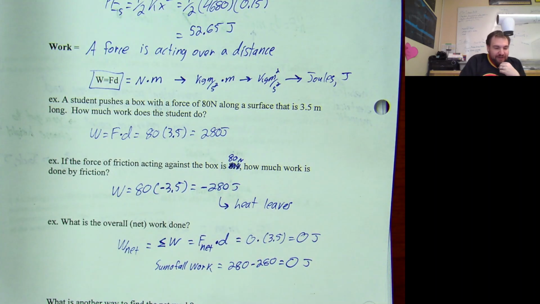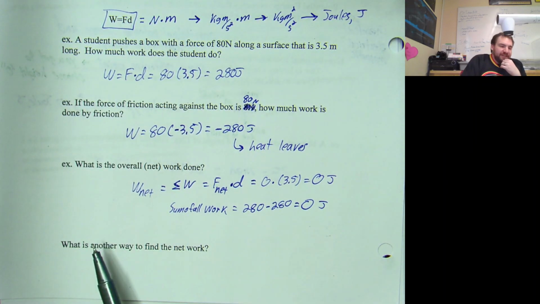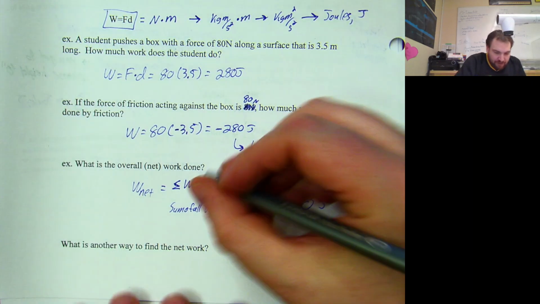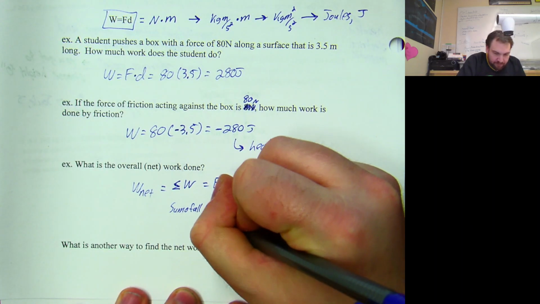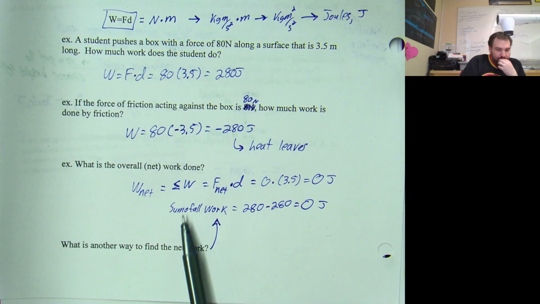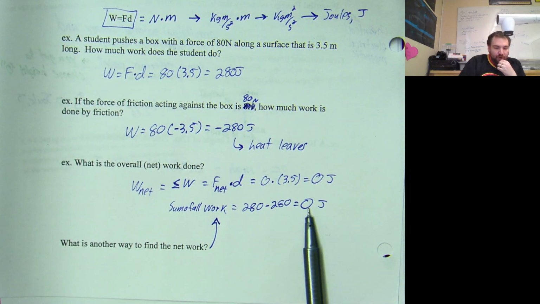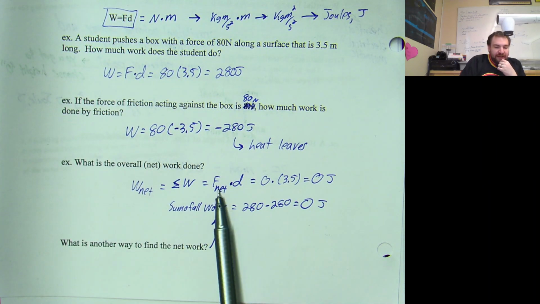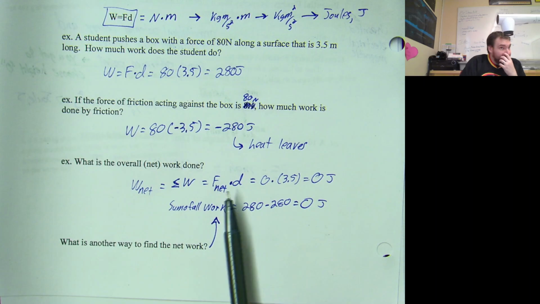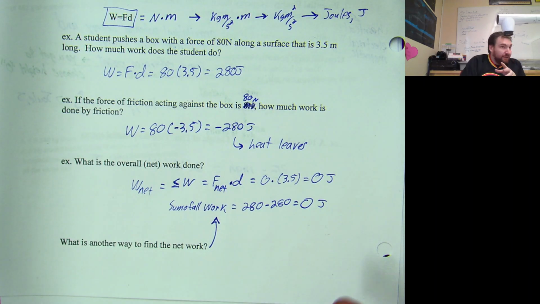So when it says down here, I actually short-circuited myself a little bit. What is another way to find net work? I did both of them right here. This is what I mean. Either it's the sum of all the work, or it's net work equals F net times distance. These are the two ways you can do it. Comments, questions, concerns so far? Okay. Flip the page.